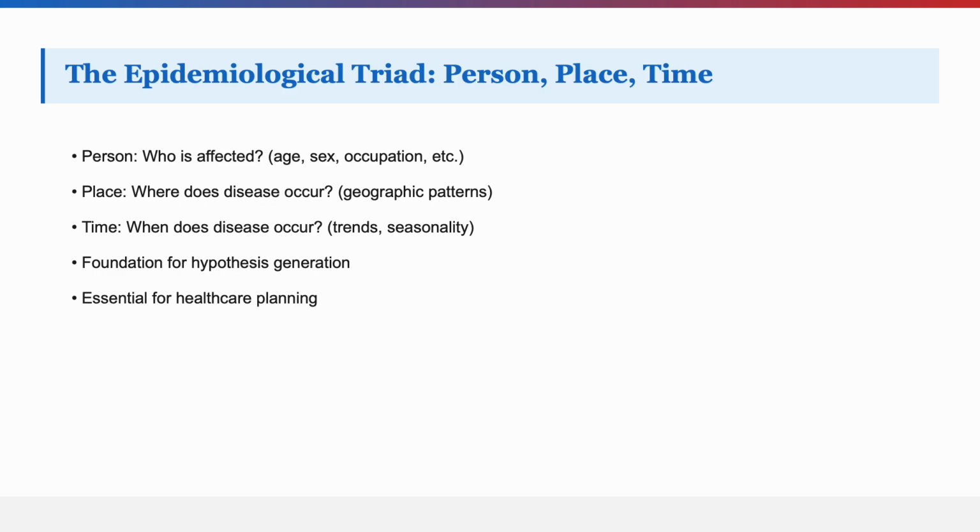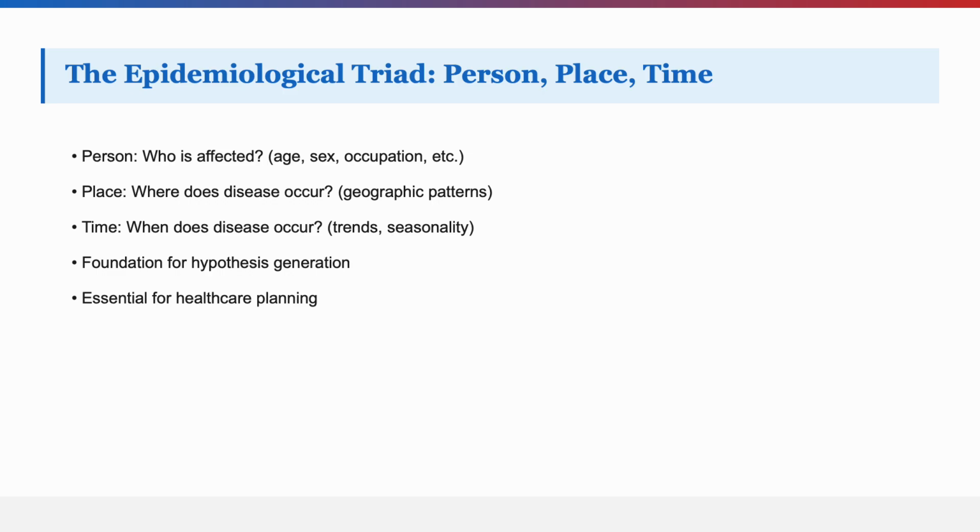Time patterns include secular trends over years or decades: how has lung cancer mortality changed since 1950? Seasonal patterns: influenza peaks in winter. Epidemic curves: how does an outbreak unfold over days or weeks?